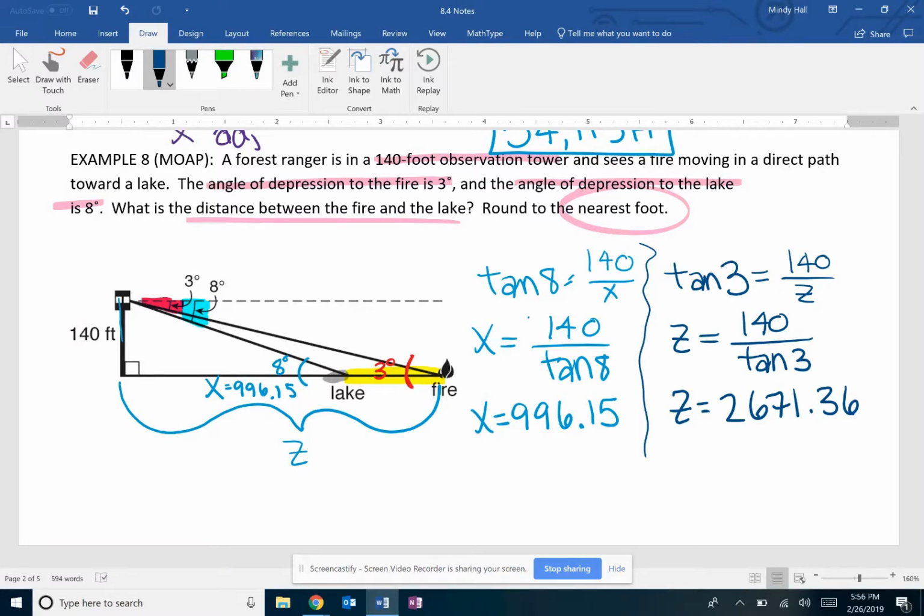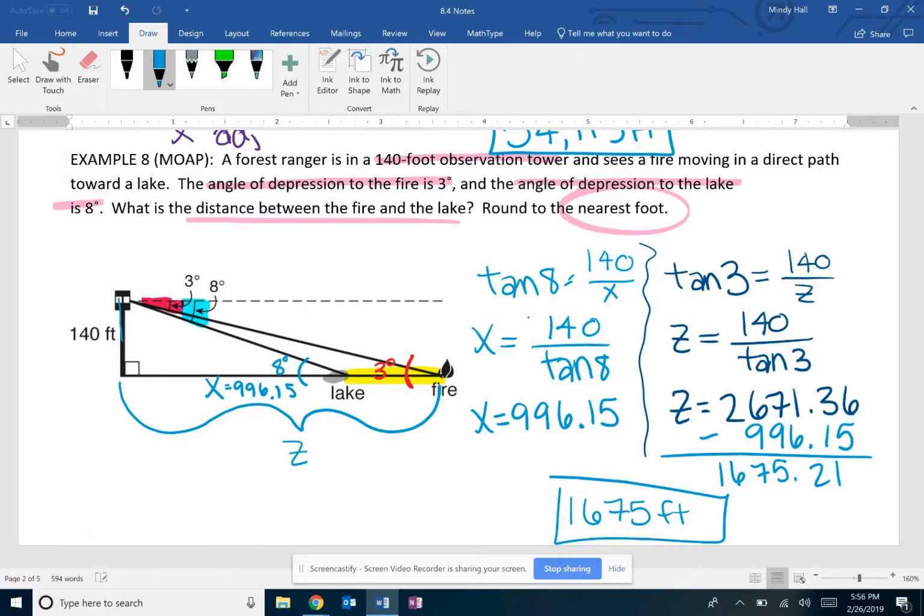So to find the distance in between, you would just want to subtract. So 2,671.36 minus 996.15 is 1,675.21. And so then rounding to the nearest foot, we know that it is a distance of 1,675 feet. Okay, so then our last two.